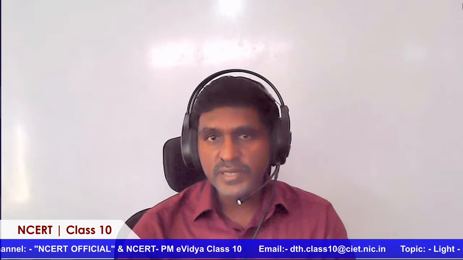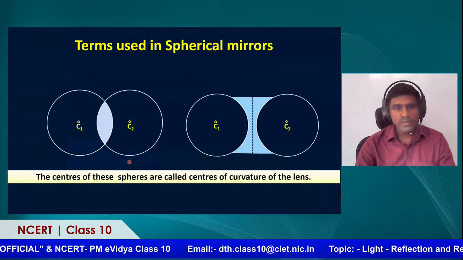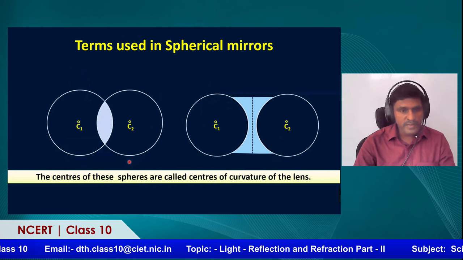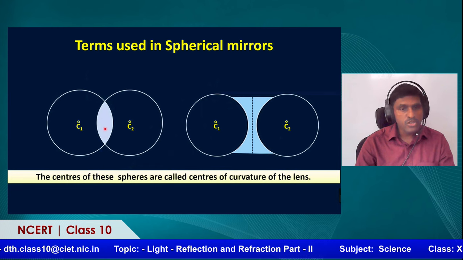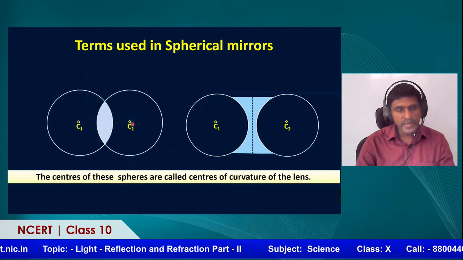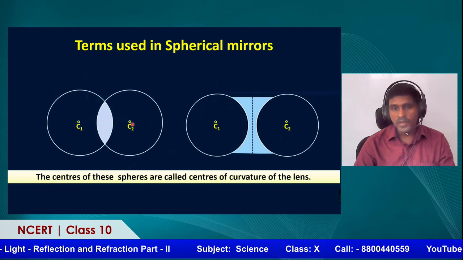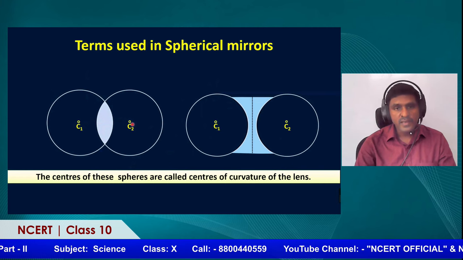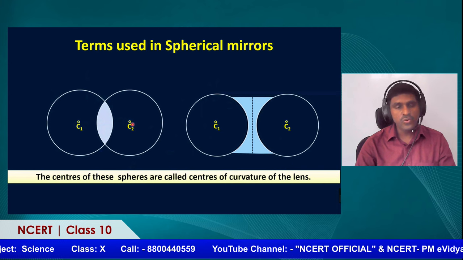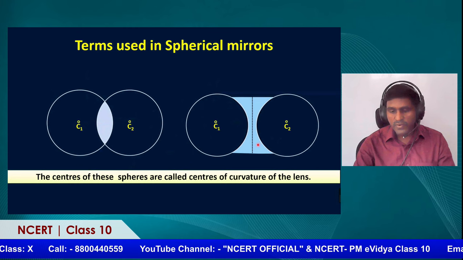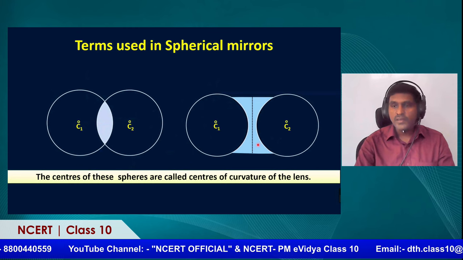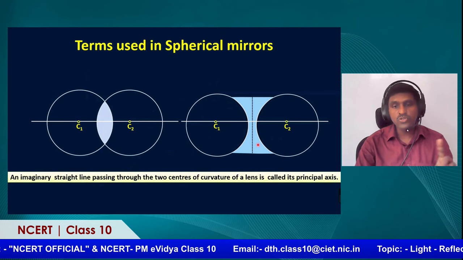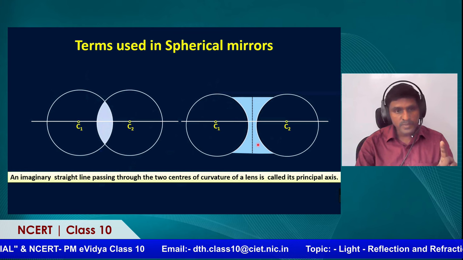We can now discuss some of the terms used in spherical lenses. Sure, sir. C1, the center of these spheres, is called the center of curvature of the lens. If you take a convex lens, it has two centers of curvature, one on the left side and one on the right side. They may or may not be the same, because it depends upon the spherical surfaces that form the two refracting surfaces. Similarly, a concave lens also has two centers of curvature, and the imaginary straight line passing through these two centers of curvature of the lens is called the principal axis.